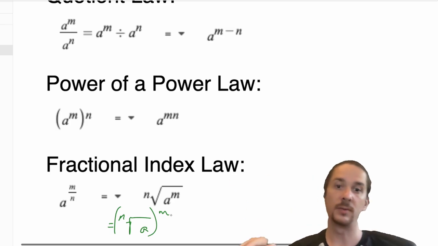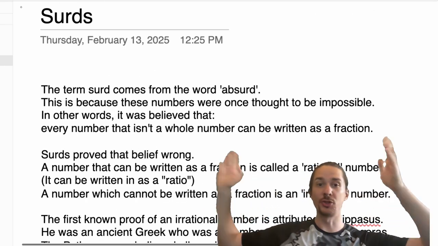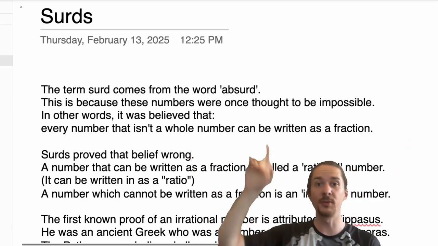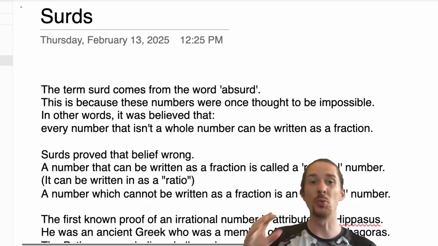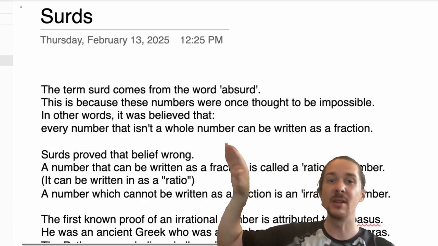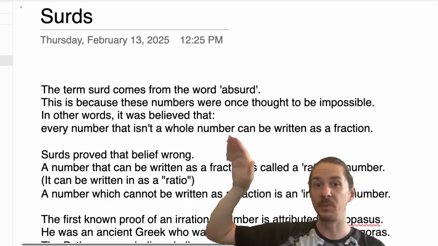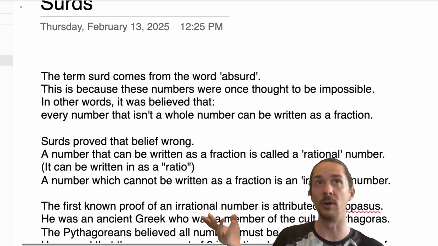These are equivalent. So I want you to make sure you've got everything from the index law section here written down. Surds. The term surd comes from the word absurd. This is because these numbers were once thought to be impossible. In other words, it was believed that every number that isn't a whole number can be written as a fraction. Surds proved that belief wrong.